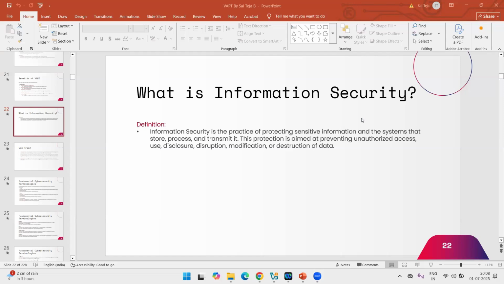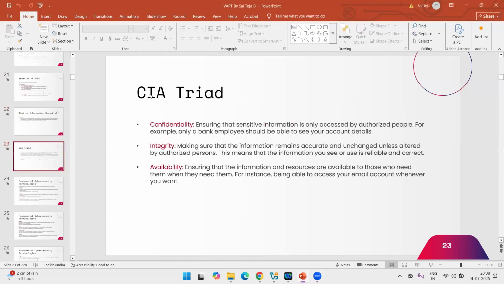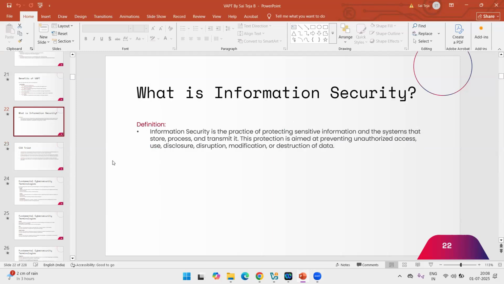So today we'll start with the CIA. Okay, like what is CIA triad? Before that, of course, let's understand this domain, what we are going to learn. Of course, it's a part of information security, as you know. So, what is information security? Information security is basically a practice of protecting the sensitive information and the systems that store, process, and transmit it. Right?